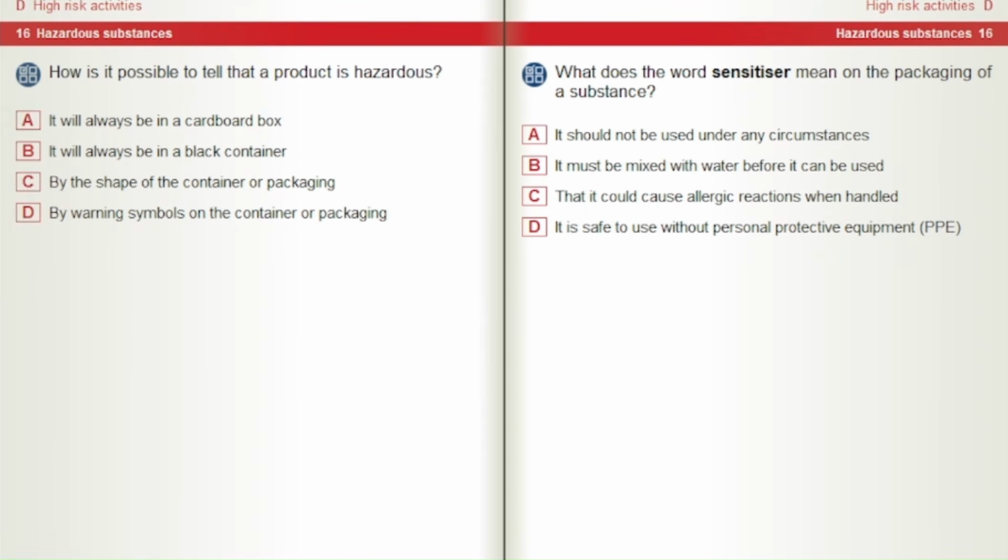What does the word sensitizer mean on the packaging of a substance? It should not be used under any circumstances. It must be mixed with water before it can be used. That it could cause allergic reactions when handled. It is safe to use without personal protective equipment, PPE.